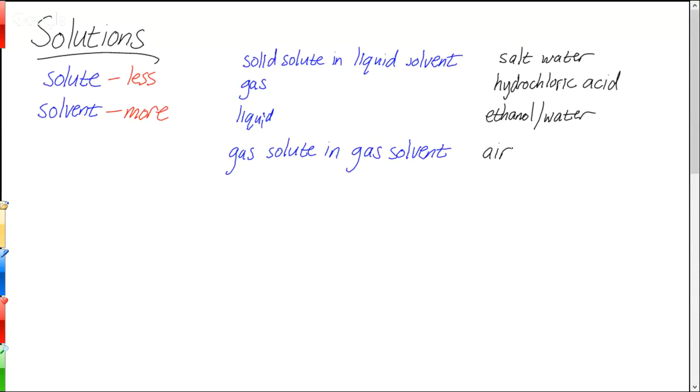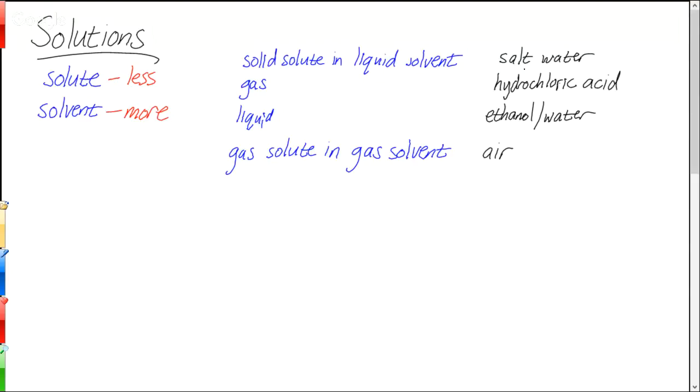Not carbon dioxide either. Hydrogen? Nope, that would be really dangerous because hydrogen's flammable. It's nitrogen. Air is mostly nitrogen. So the solvent in air would be nitrogen, and the solutes would be all the other gases like oxygen, carbon dioxide, water, whatever else.